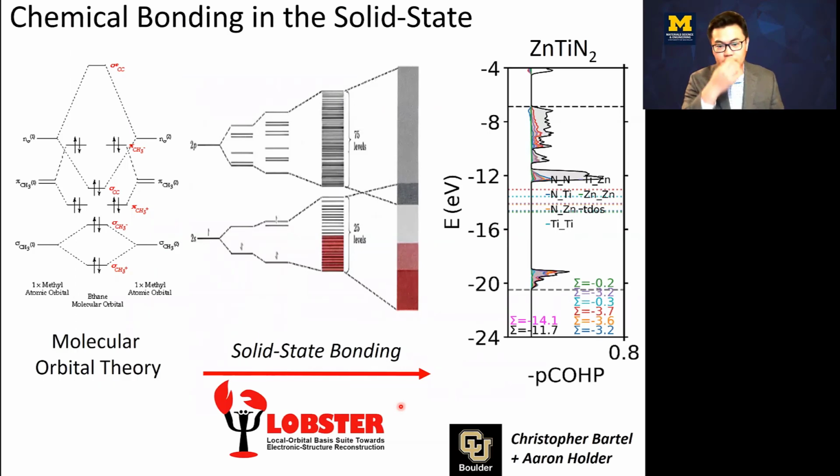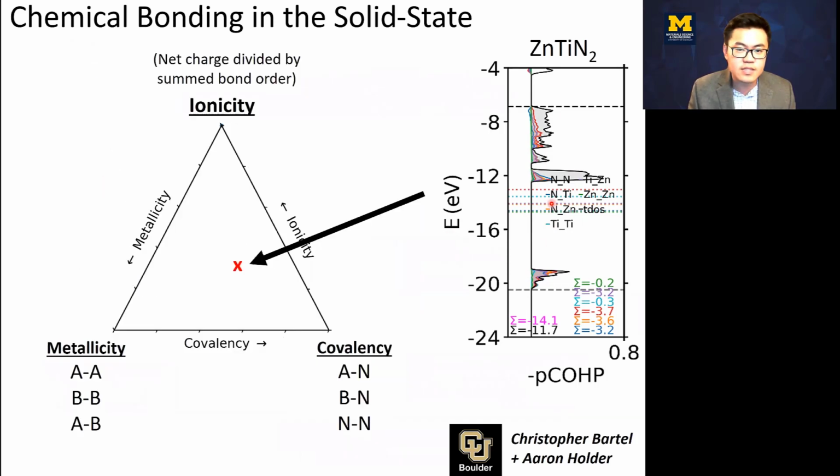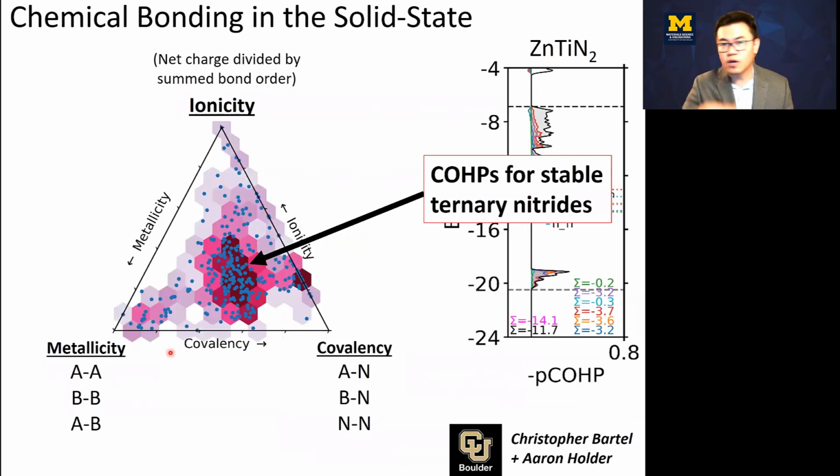So we used a technique called LOBSTER, which is a fairly well-used computational tool now, to build new features about chemical bonding in the solid state. The way this tool works is you have concepts of molecular orbital theory, and you extend it all the way to band diagrams. You can take the density of states of materials and decompose them into bonding and anti-bonding interactions. If you do this, you can start reprojecting back onto this triangle of metallicity, ionicity, and covalency. You can take one material, say where it is in this ternary space, and you can do this for all the ternary nitrides.